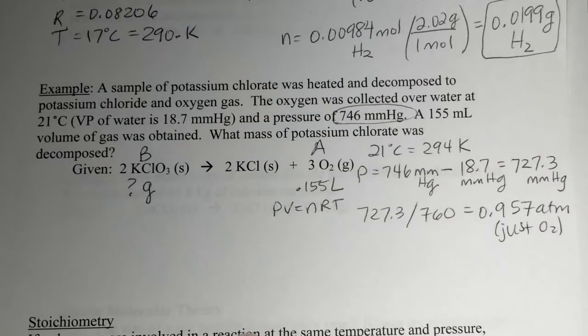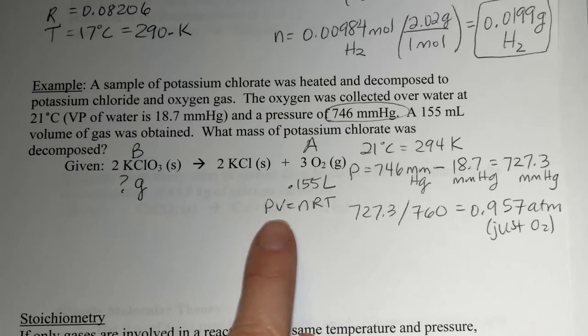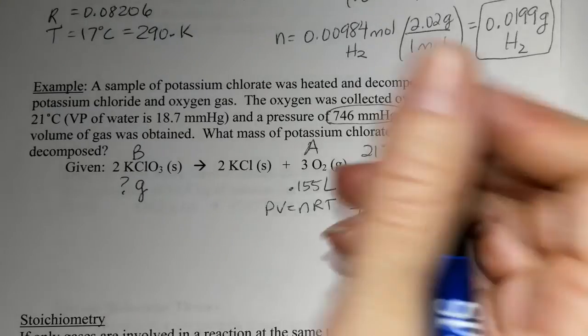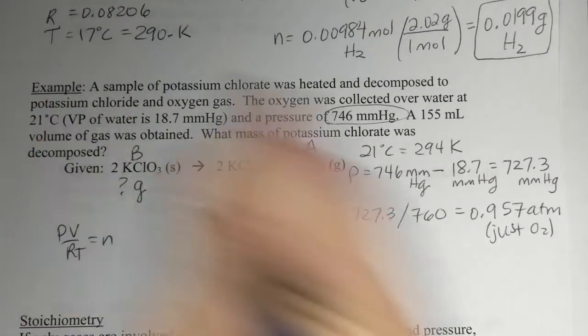So gases have to have a lot of information. In order for us to understand how many moles or molecules there are in this reaction, I have to understand the pressure of my gas, the volume, and the temperature. All three of those to get me to moles. So PV, I'm going to move over here, over RT will get me to n.